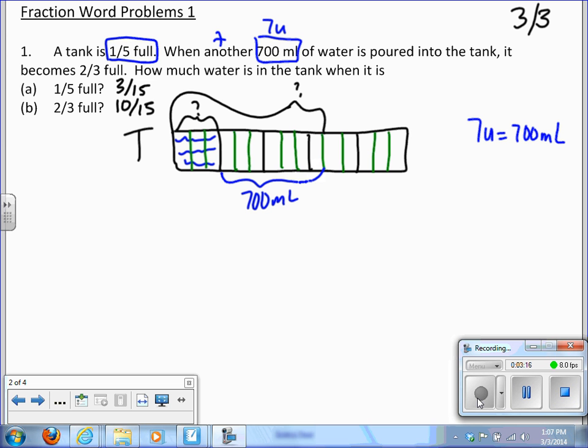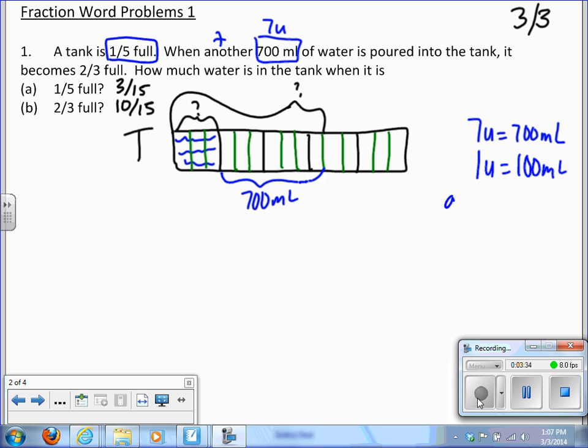Okay? Because 700 milliliters is added. Otherwise, if 700 was 2/3, then we would already have our answer for letter B, but we're being asked to find out what 2/3 is. All right, so 7 units is 700. 1 unit, kids, is 100 milliliters.